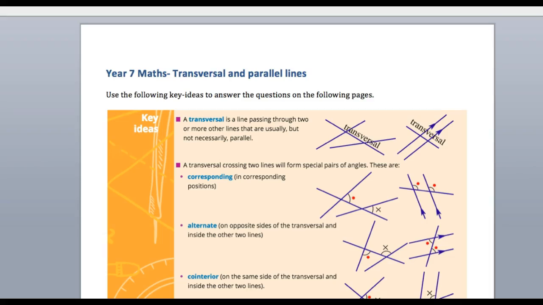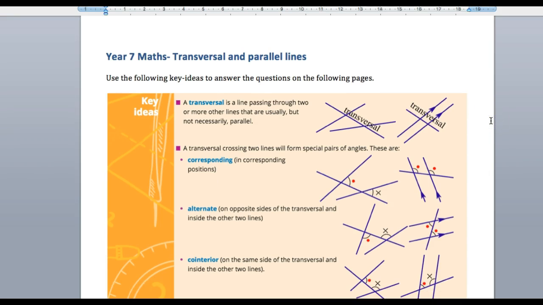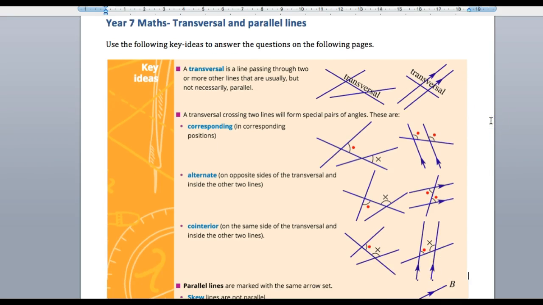Alright, in this video we're going to look at transversal and parallel lines. On the very first page you have the definitions, which you should be familiar with, but there are a lot to remember. So always make sure you've got these definitions to refer back to. They are on your glossary sheet, but you've also been given a copy of this, which you can add either into your display folder or stick into your notebook.